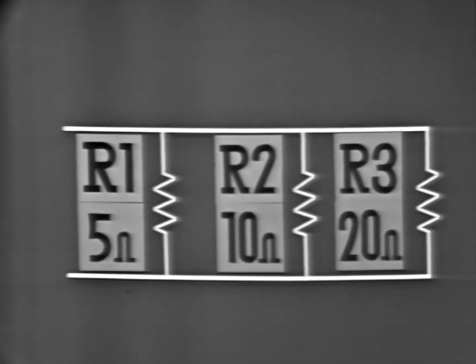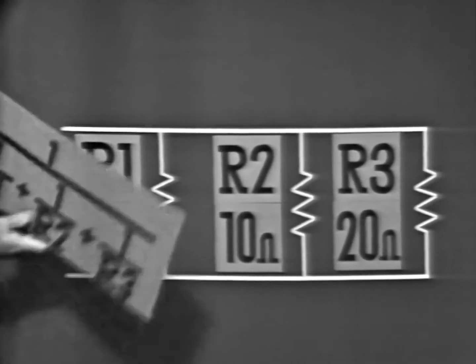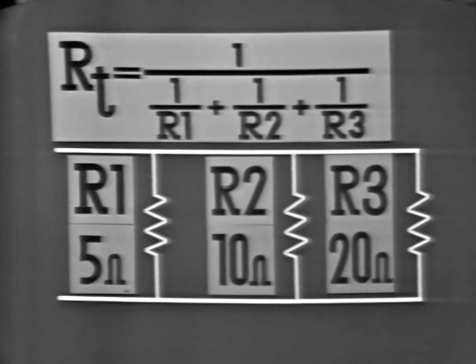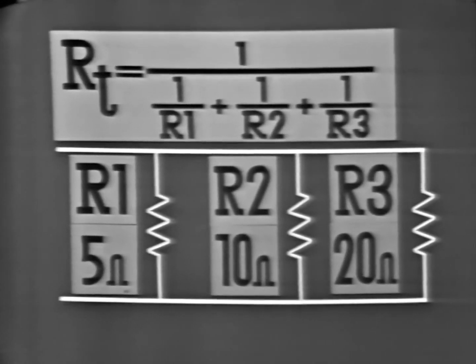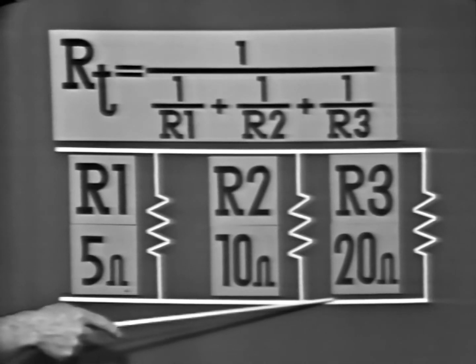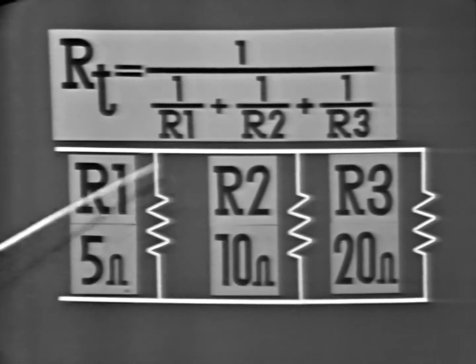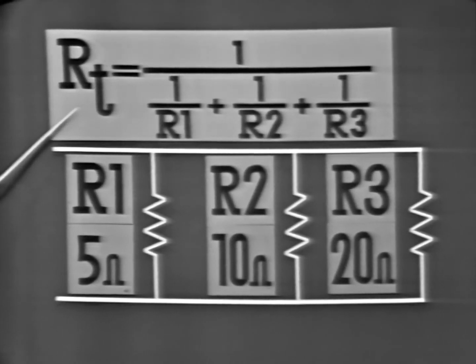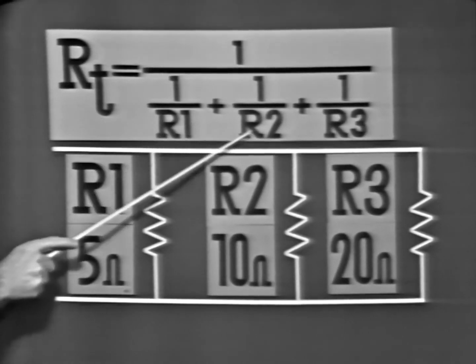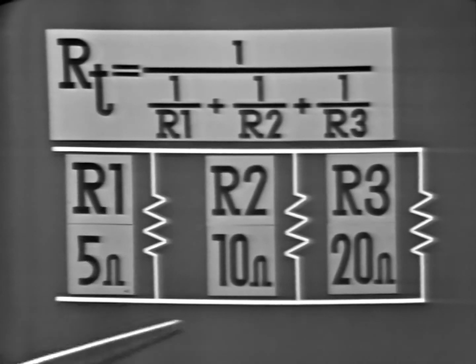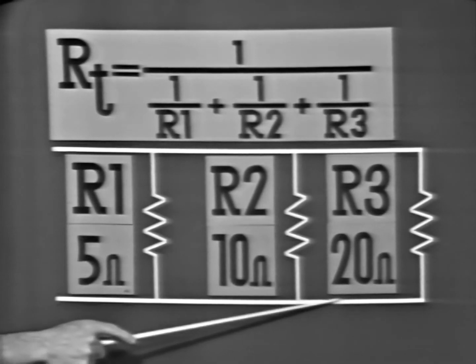Now, when you're working this type of circuit, you use a reciprocal formula. This one. In this case, we have 5 ohms, 10 ohms, and 20 ohms. They're all different values. And when you're working this type of problem, you use this formula, and before you begin, you must remember to get a common denominator here. In this case, since we have these values, the common denominator is 20.